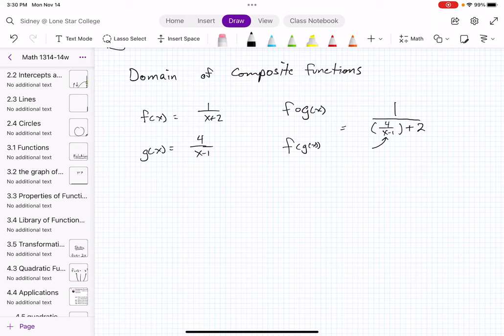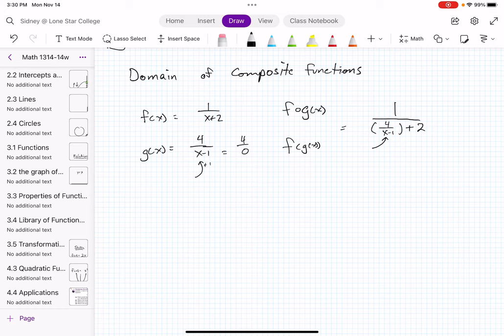Because that alone could give us an undefined value, we first have to look at the domain of the g function. Anything that makes the g function, the 4 over x minus 1, undefined is not going to work for the g function or for the composite function as a whole. So our first check in talking about domain is to look at simply the g function. And the denominator can't be 0. If the denominator is 0, if we end up with 4 over 0, that would be undefined. So the question is, what makes x minus 1 equal to 0?